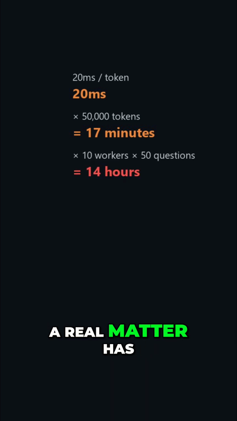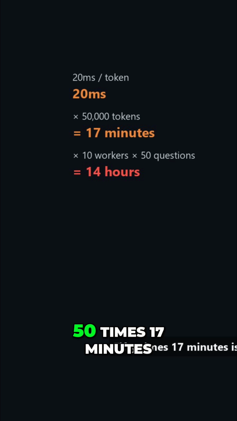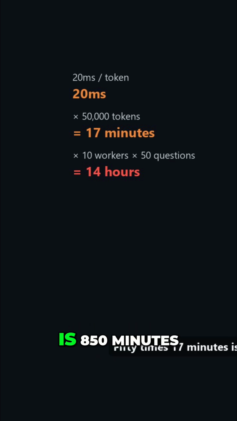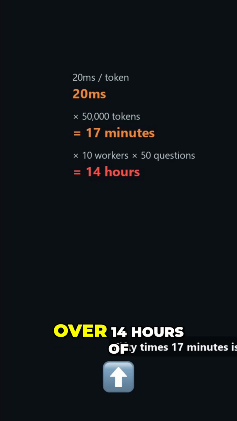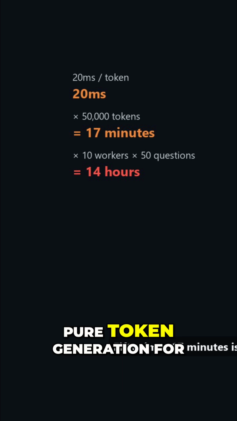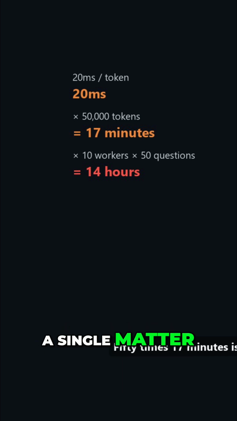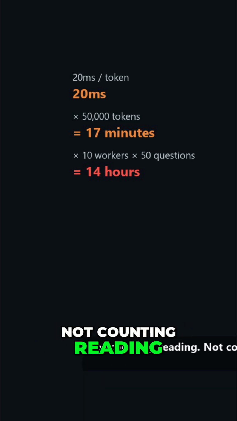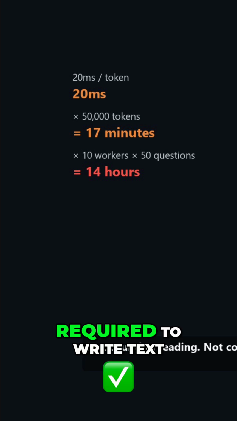A real matter has 50 questions. 50 times 17 minutes is 850 minutes, over 14 hours of pure token generation for a single matter. Not counting reading, not counting tool calls, not counting review cycles, just the forward passes required to write text.